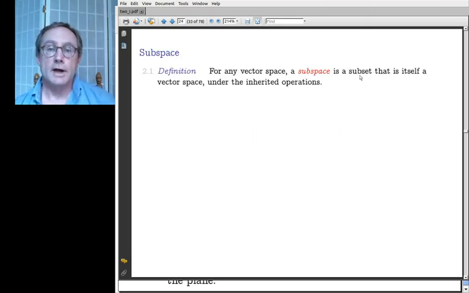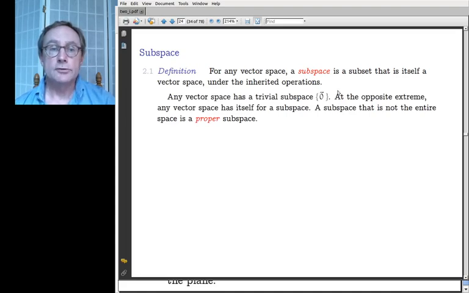So for any vector space, a subspace is a subset that's itself a vector space under the inherited operation. Inherited operation just means that in all three cases that we were looking at in the check-in, R3, the plane through the origin, and the line through the origin that lies in the plane, you add two vectors in the same way, component-wise, and you multiply vectors by a scalar in the same way, component-wise. So they all share the same operations.